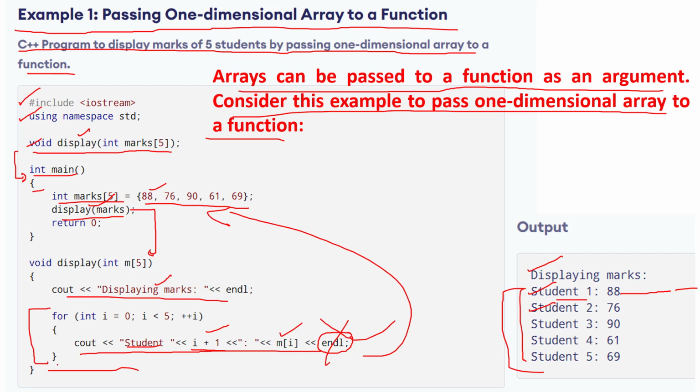If there is a transfer, there will be a return command here. Return marks or something will be there. Directly the user defined function is used here to display the marks.